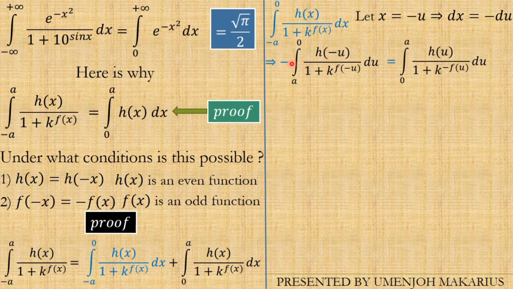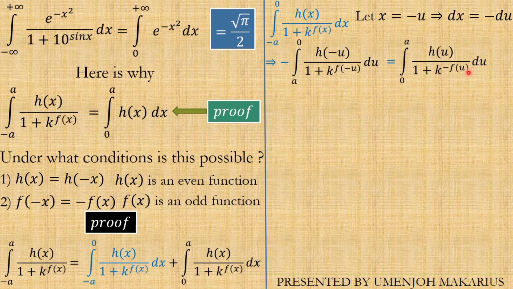So our integral again dies down into just the integral. And guys, keep in mind that negative of the integral from a to 0 simply means positive of this integral now from 0 to a. These are some of our properties of definite integrals. So we are going to have from 0 to a, then h of x is an even function, so we're going to have h of u over 1 plus k. Since f of x is an odd function, here we're going to have negative f of u.